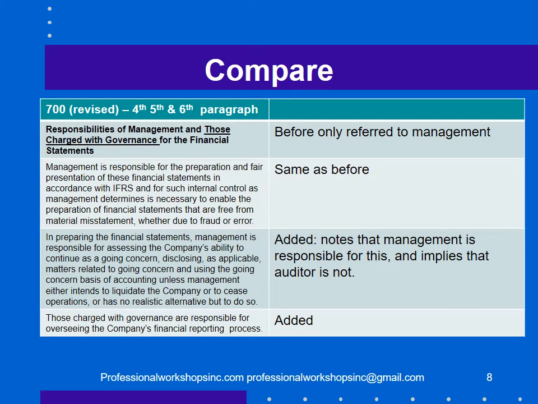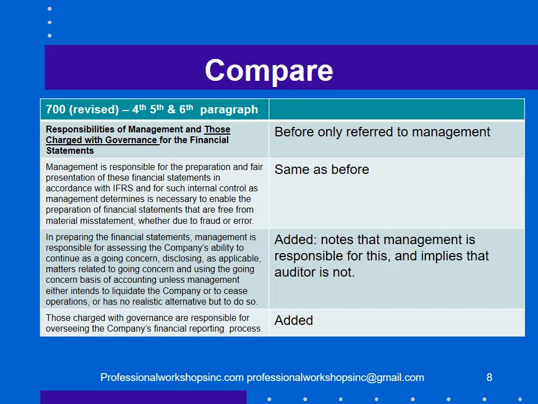The fourth, fifth, and sixth paragraphs describe management's responsibility. And you will note that the title is now extended to include those charged with governance. Before it only talked about management. Then the fourth paragraph says that management is responsible, and that's the same paragraph as before.